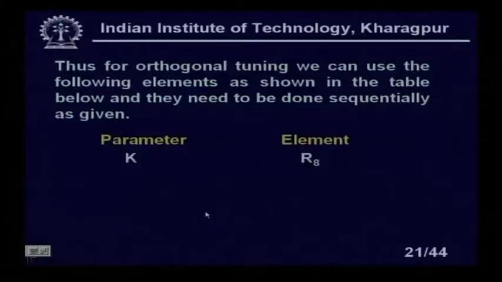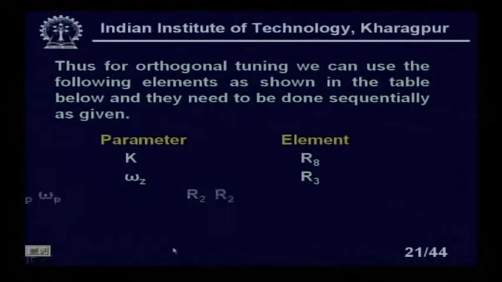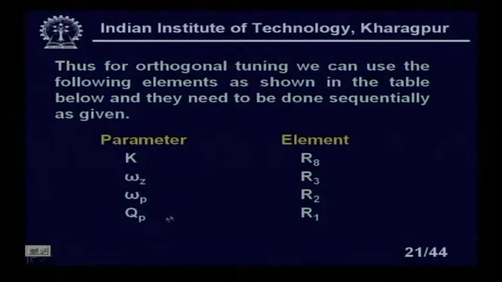Let us look at it. For the gain constant capital K I am tuning R8, right. For omega z I am using R3, for omega p I am choosing R2, for omega p by q p equal to R1 I am choosing R1 to tune, and for q z, R4. This completes the tuning of all the filter elements.